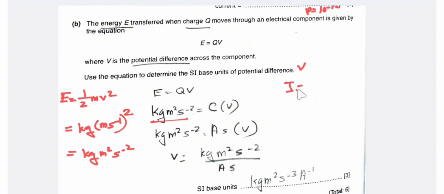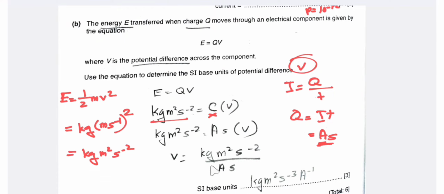We know current is equal to charge per unit time, so charge is equal to current into time. Charge has a unit of coulomb, but we don't need coulomb, we need the SI base unit. The SI unit of current is ampere and the SI unit of time is second, so the SI unit for charge is ampere second. And V, we need to find the SI base unit of V. So V is equal to kg meter square per second square divided by ampere second.